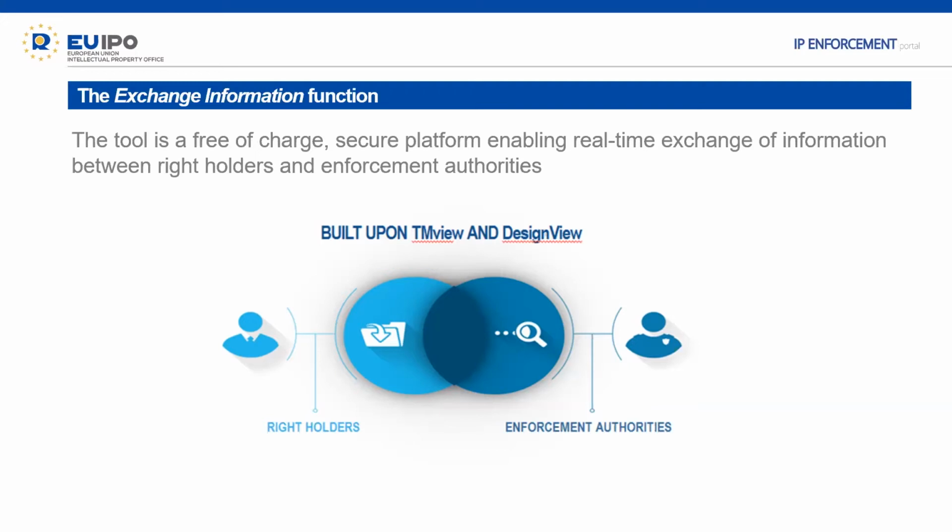The tool is built on TMView and DesignView, which are our trademark and design registers that contain not only EU trademarks or community designs, but also the information of national trademark registers of the member states, but also beyond, and also international trademarks appointing EU member states. So all this information can be found, meaning that even if a right holder has no account in the IP Enforcement Portal, enforcers will at least know if there's a valid right they can enforce.